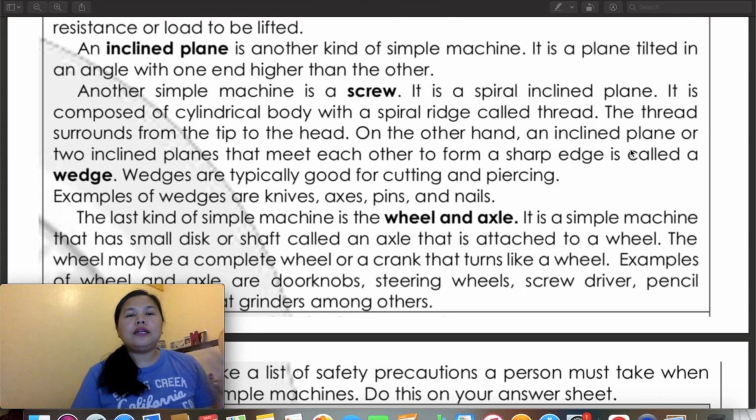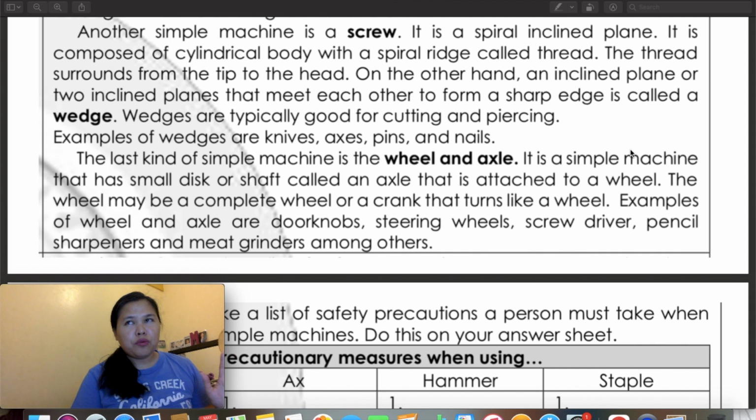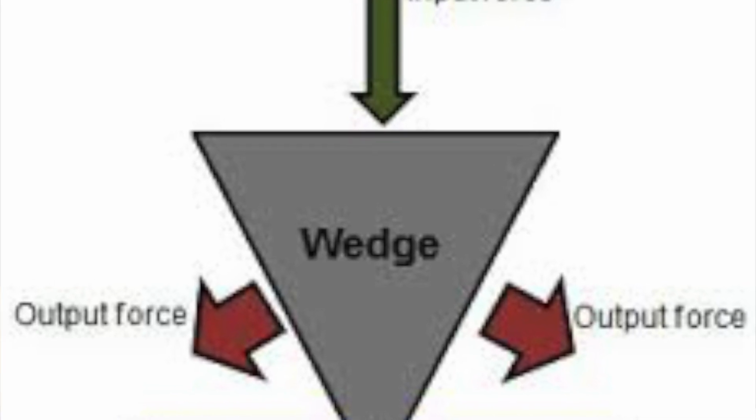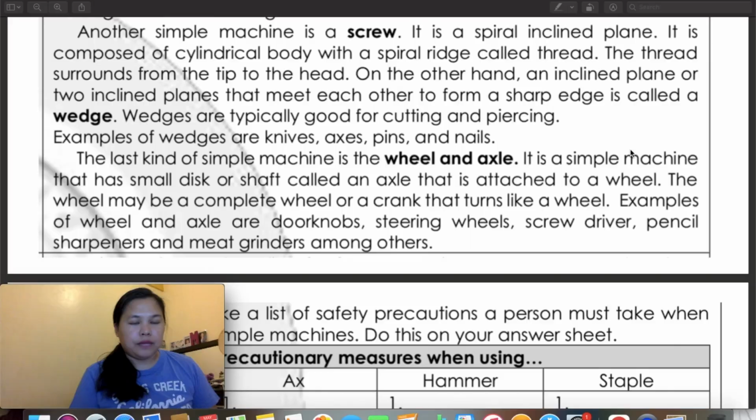So, another simple machine is a screw. Yung screw, palagi natin ito naririnig. This is a spiral inclined plane. It is composed of a cylindrical body with a spiral ridge called thread. The thread surrounds from the tip to the head. On the other hand, an inclined plane or two inclined planes that meet each other to form a sharp edge is called a wedge. Wedges are typically good for cutting and piercing. Examples of wedges are knives, axes, pins, and nails. So, yun po. This is an example of wedge.